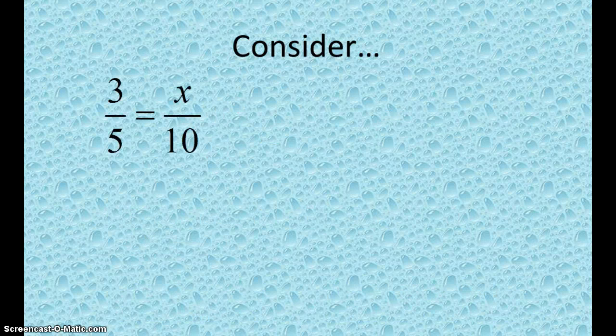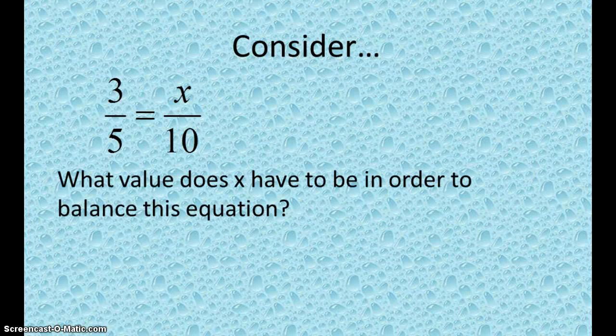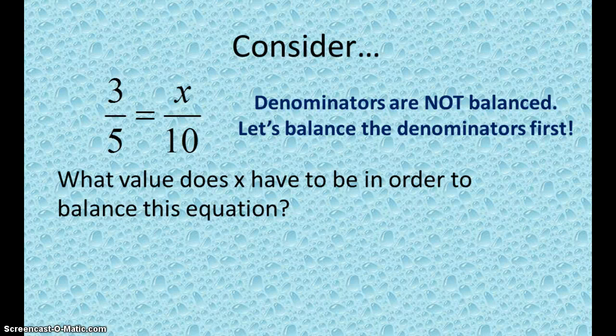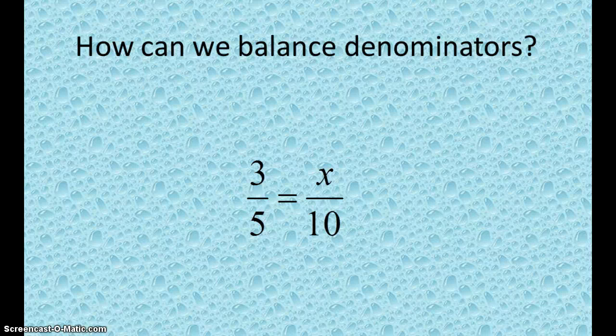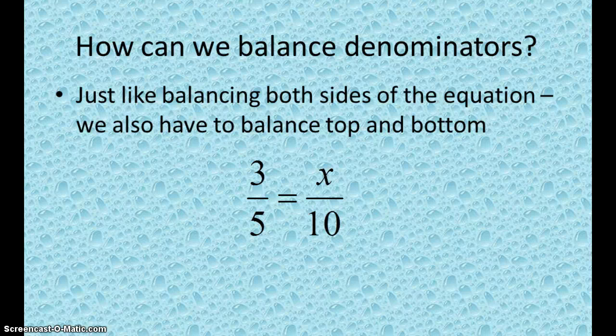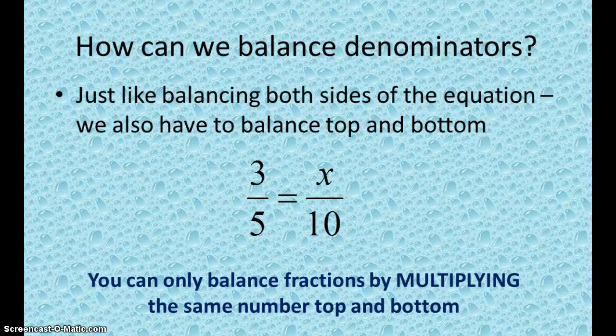All right, so let's consider this one. We have 3/5 is equal to x over 10. Now, our denominators are not balanced, and we're trying to figure out what x is going to be. So here's our strategy. Let's balance the denominators first. Let's get the denominators balanced, and then we're going to worry about the numerators. So how can we balance the denominators? Well, just like we balance both sides of the equation, where we have to do both things on both sides of the equal sign, we can do the same thing if we balance the top and the bottom of the equation. And the way that we can do that is only by multiplying.